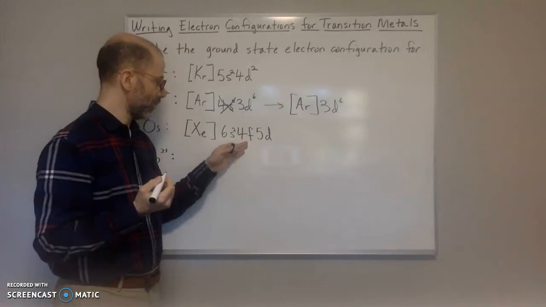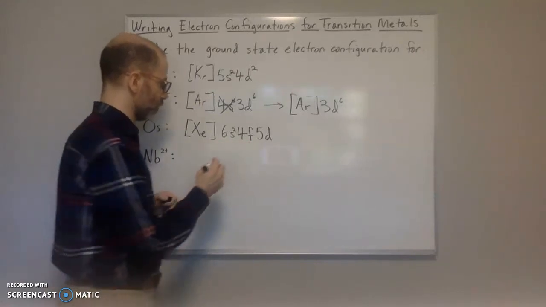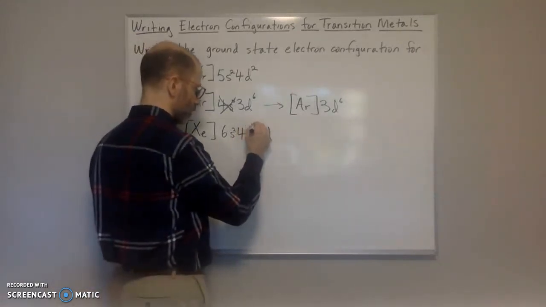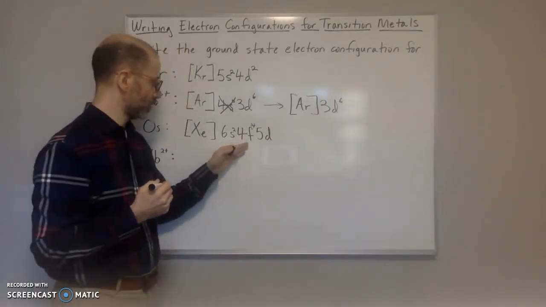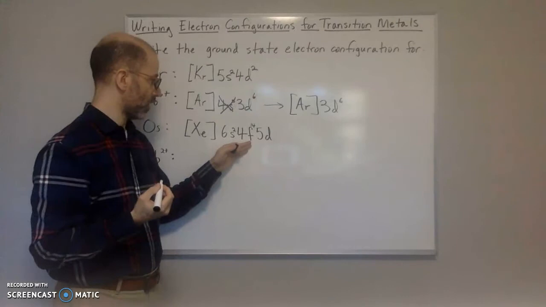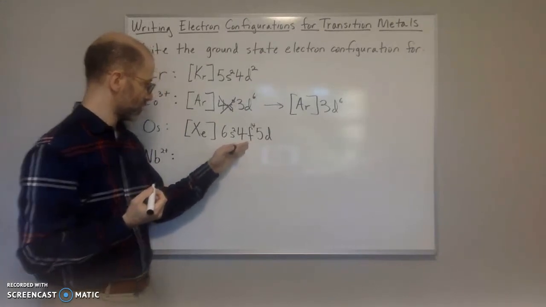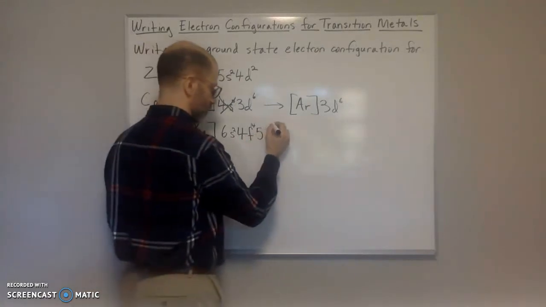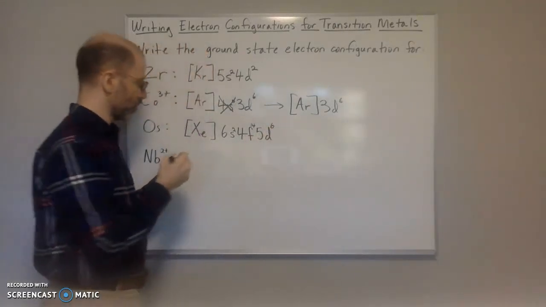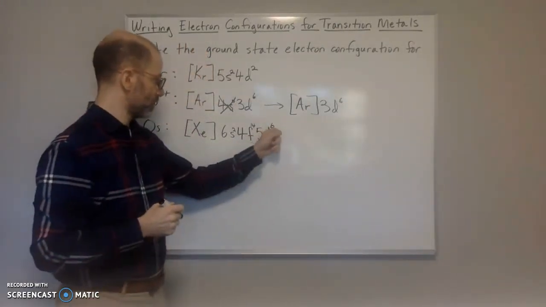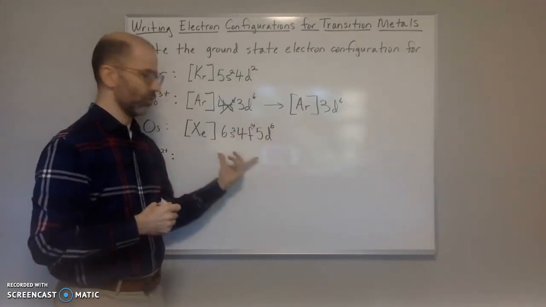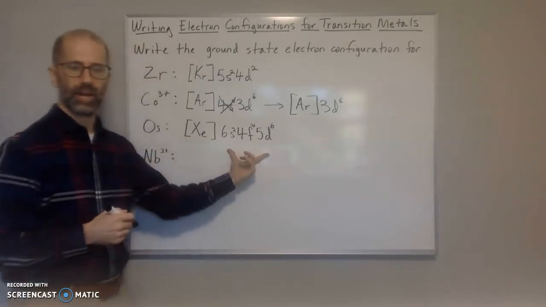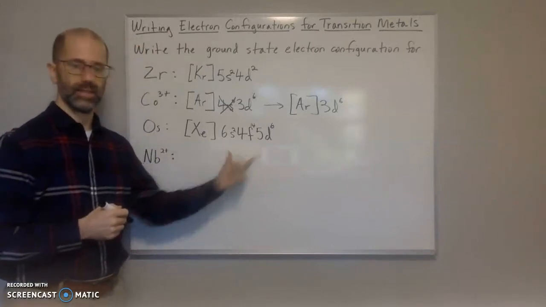We've got 20 left. We've got 14 to fill, so we're going to put 14 for the F. So that's a total of 16. We have 22, so 22 minus 16 gives us 6. So we're going to have 6 electrons left there. So here we've got 6 plus 14 gives us 20, plus 2 gives us 22. So this is the ground state electron configuration for Os.